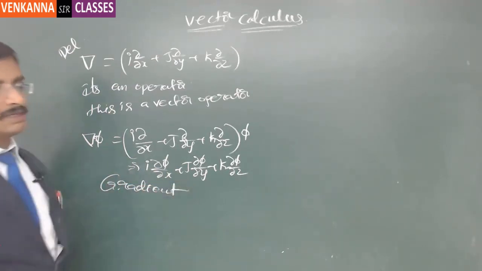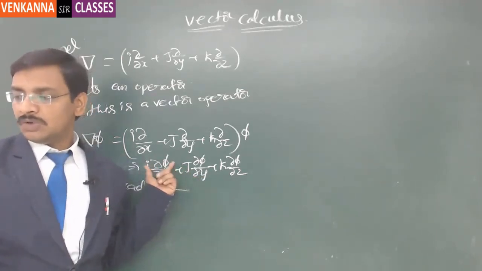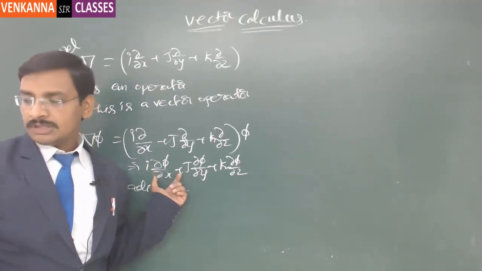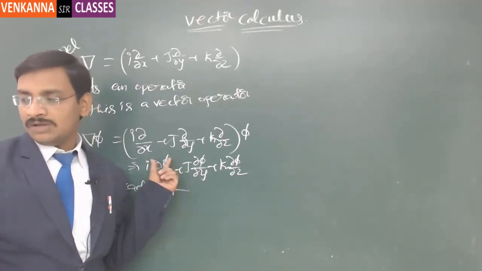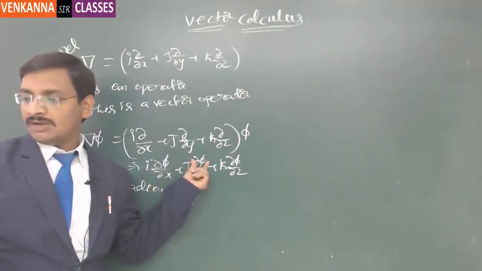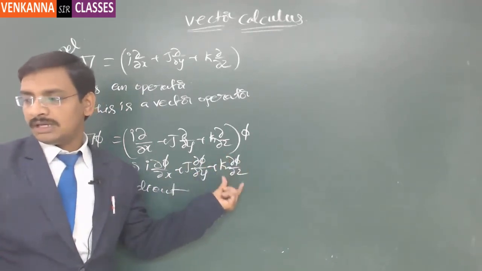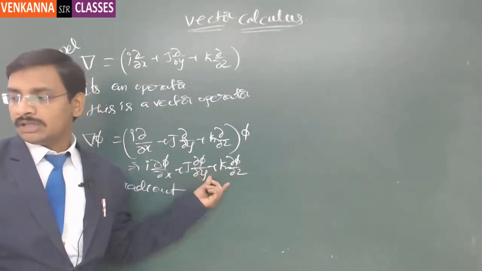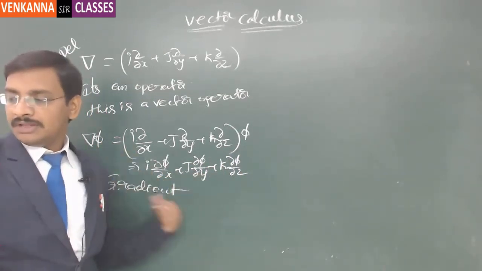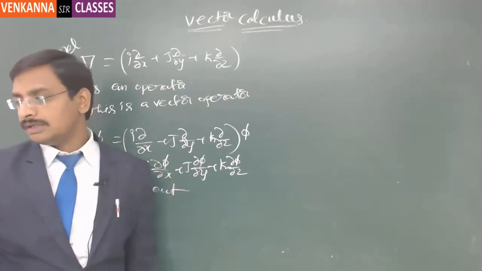Now what is this gradient doing for us? If you notice, dou phi by dou x is nothing but the variation in the direction of x. So the functional change in the value of phi in the direction of x, in the direction of y, and in the direction of z. All these three together form a single vector called del phi, and the operation we have performed here we call the gradient. Got it?